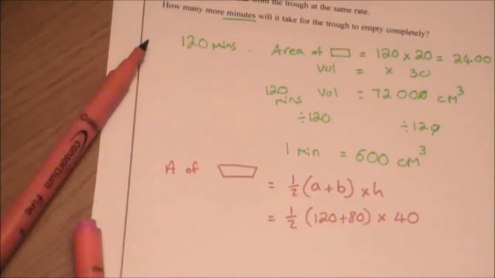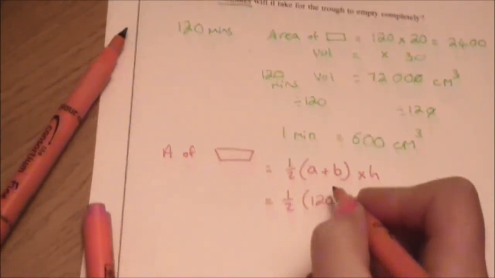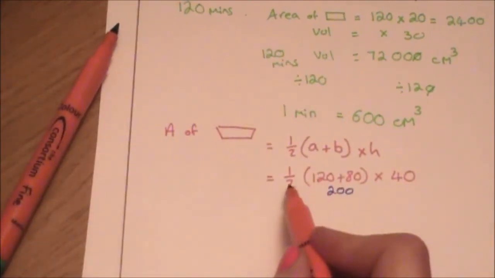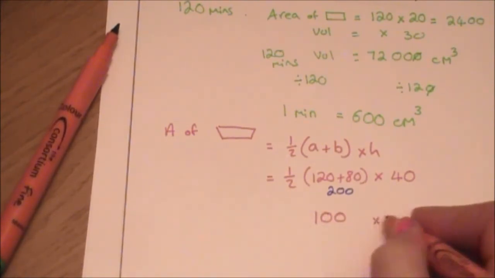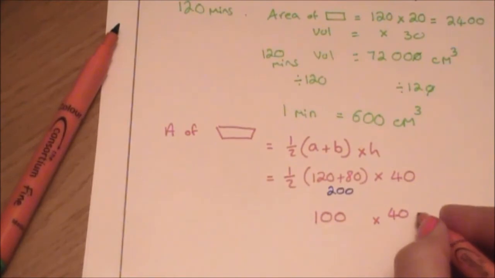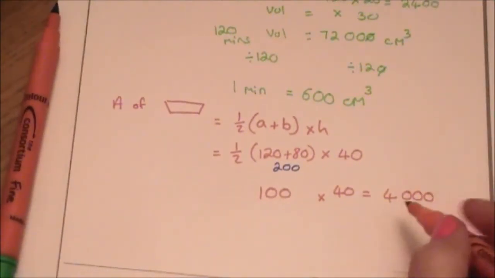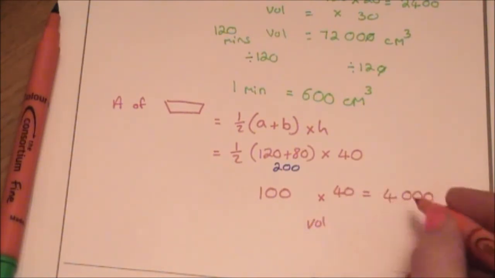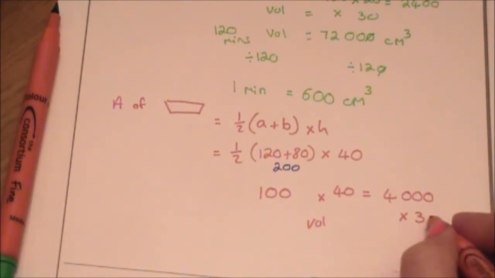So let's deal with these brackets first. I've got inside the brackets 120 plus 80, which is 200. Now I'm doing half of 200, which is 100. I need to times that by the 40, and that's going to give me 1 times 4 is 4, and there are 3 zeros. So that gives me 4,000. Now that's the area. In order to make this volume, I need to multiply it by the depth, which is 30.